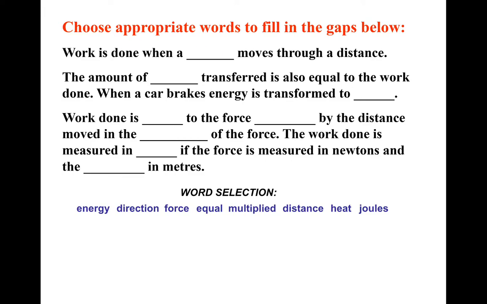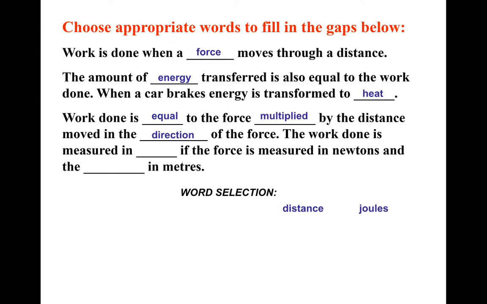So work is done when a force moves through a distance. The amount of energy transferred is also equal to the work done. When a car brakes, energy is transformed into heat. Work done is equal to the force multiplied by the distance moved in the direction of the force. That's obviously important. They've got to move in the same direction. The work done is measured in joules, if the force is measured in newtons and the distance is in meters.